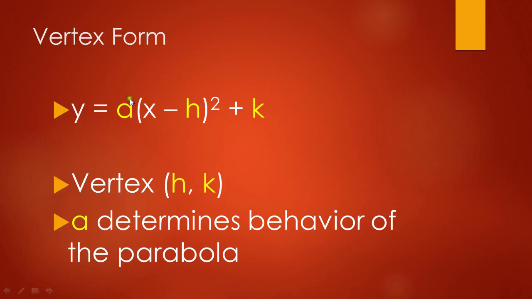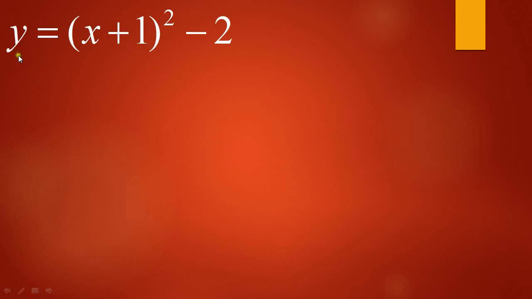The a value in front determines the behavior of the parabola. Basically, what that's going to amount to is if a is negative, the parabola is going to open downwards, and if a is positive, it's going to open upwards. There'll be a little more to that, and like I said, I think it'll be easier to do that in the classroom. So, I'm just going to look at a couple of examples here.